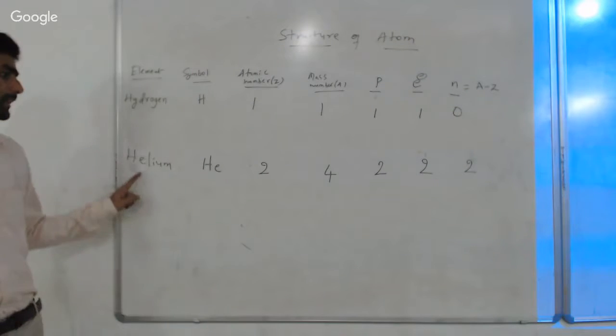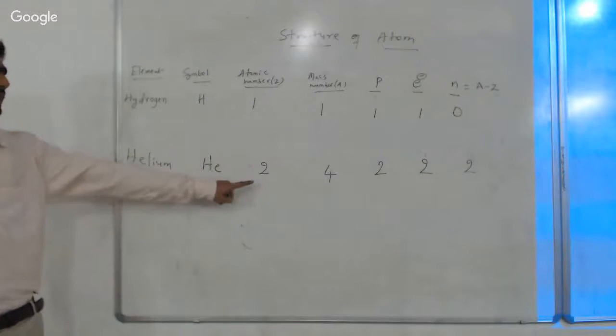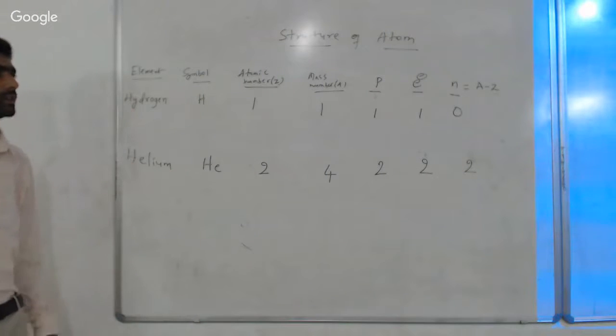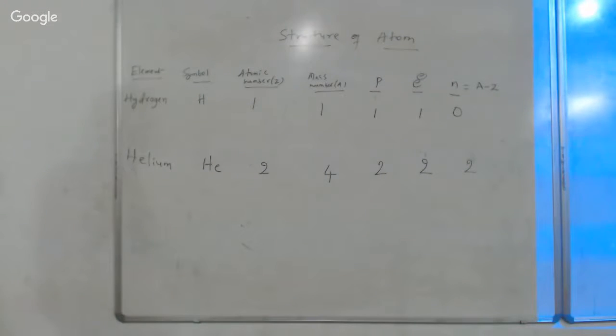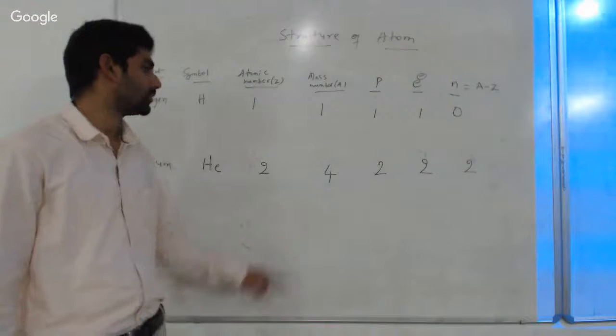So helium symbol is He, atomic number 2, mass number 4, number of protons 2, electrons 2. Neutrons: mass number minus atomic number, mass number is 4, atomic number 2. Okay.